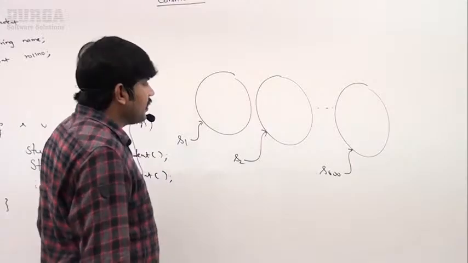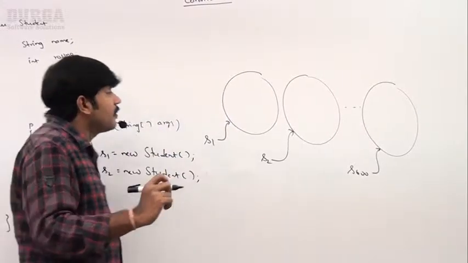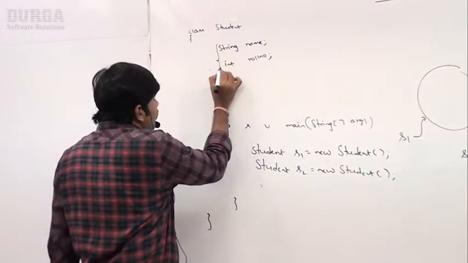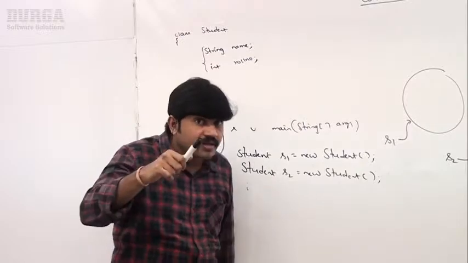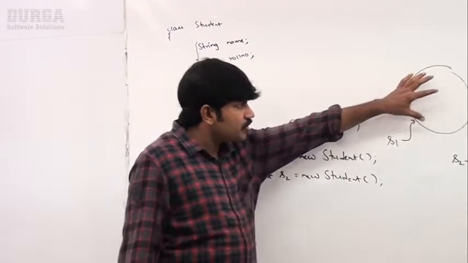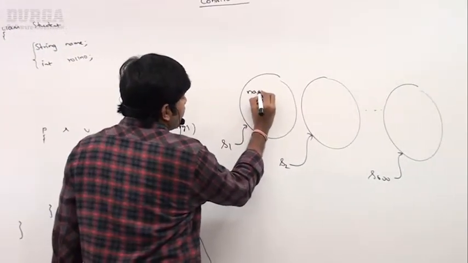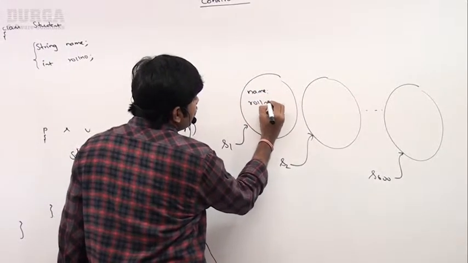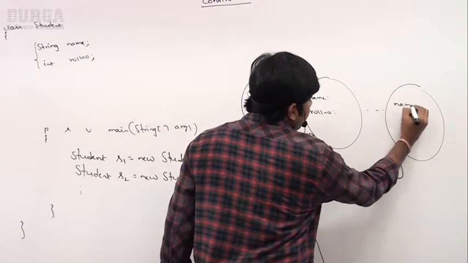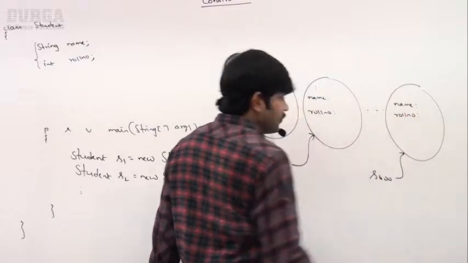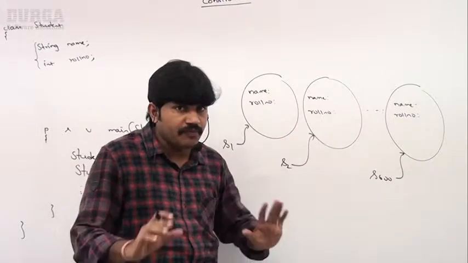Now the point here is, once we create a student object, for every student object a separate copy of the instance variables will be created. Have you remembered instance variables, static variables, local variables from the last sessions? For every student, a separate copy of name and roll number will be created by default.